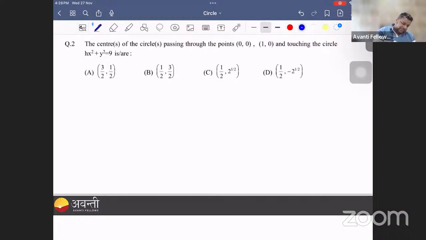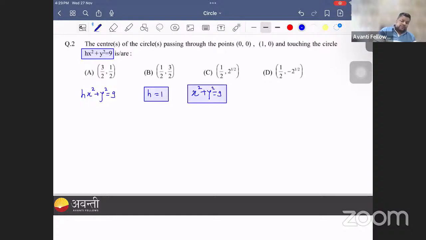See, if you realize, when they are saying touching this circle, what does it mean? h x square plus y square equals 9. The center of the circle passing through the points 0, 0 and 1, 0 and touching the circle h x square plus y square equals 9. Now, this equation will be a circle only if h equals 1. So h is 1, your circle is x square plus y square equals 9. Got it? Now, the circle is like this.